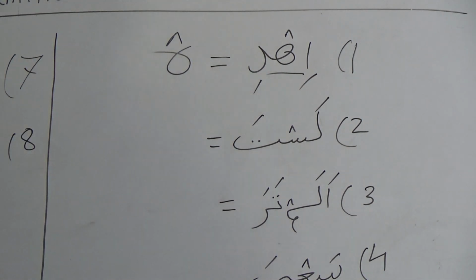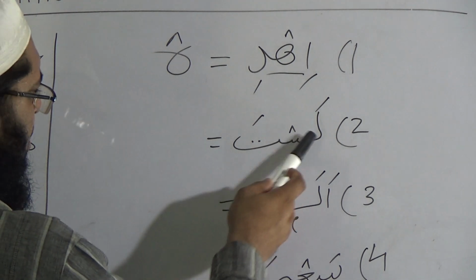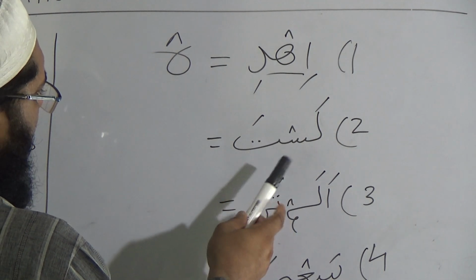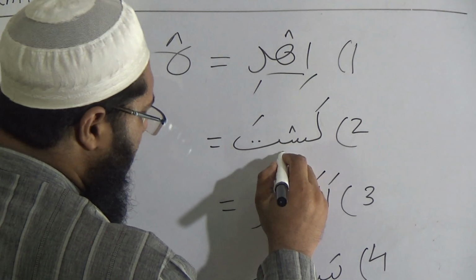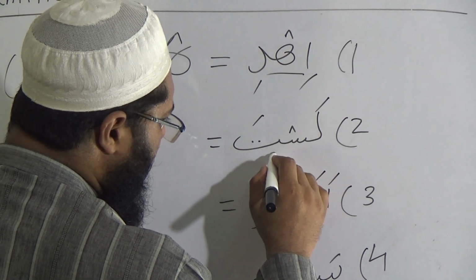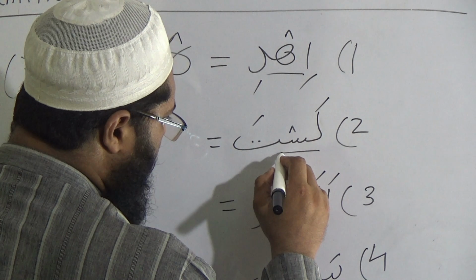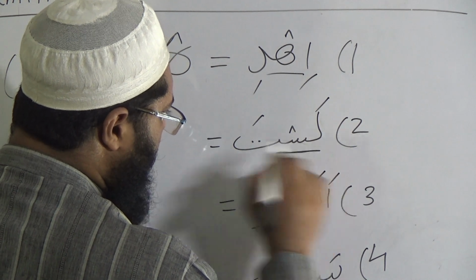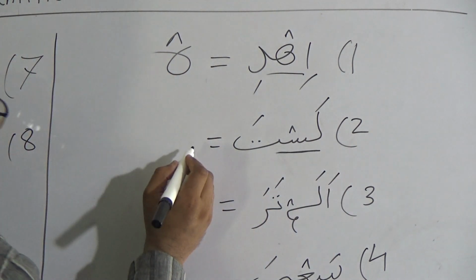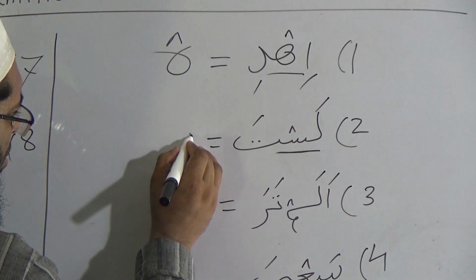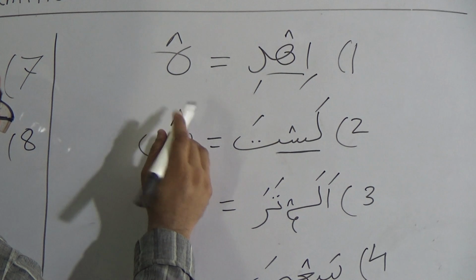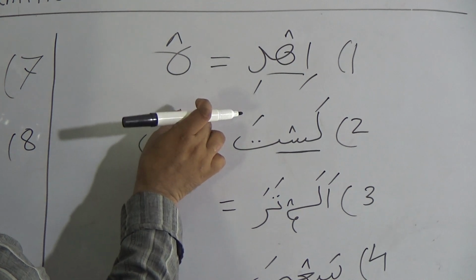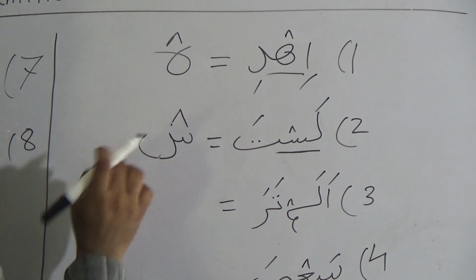Okay, now number 2. The Arabic word is lasta. My dear students, at first I identify the Jajam-taken letter. Seen here has taken Jajam. Now I am writing here the Jajam-taken of Seen and Jajam.